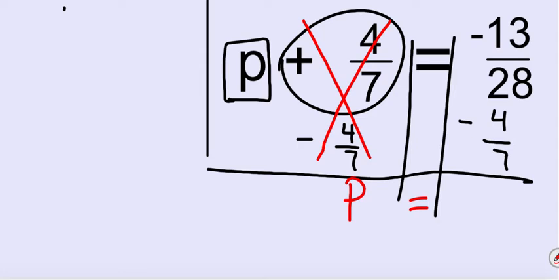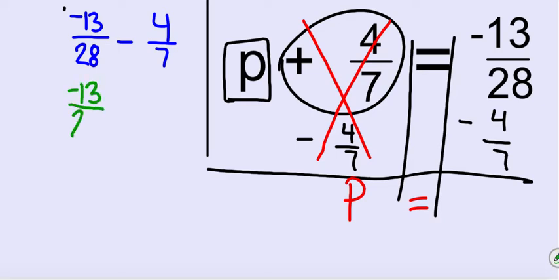Then I need to do the math over there. Again, use a calculator if you're allowed. If you're not allowed, I'm going to come up to this side of the screen just to have a little bit more room. And I have negative 13/28 minus 4/7. I know that I need common denominators and that they both go into 28, which means I can leave this negative 13/28 as it is. And I need to turn this into a 28 by multiplying the numerator and the denominator by 4. When I do that, I end up with 16/28, and I can subtract these.